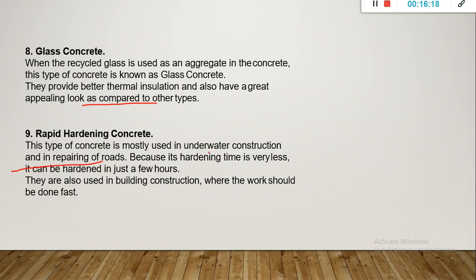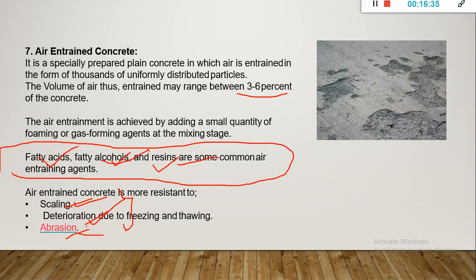Next, rapid hardening concrete. This type of concrete is mostly used in underwater construction. In an MCQ, for underwater construction, rapid hardening concrete is used, because its hardening time is very short, it can be hardened in just a few hours. They can also be used in building construction where the work should be done fast.